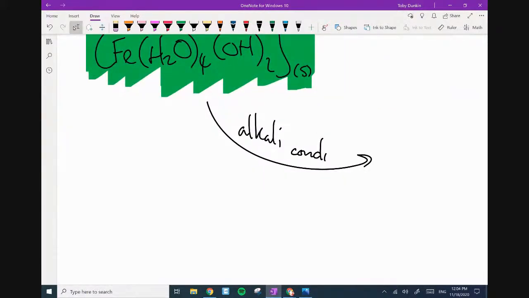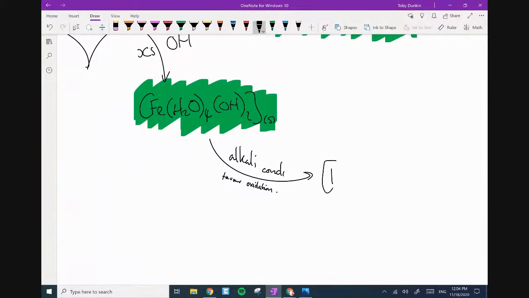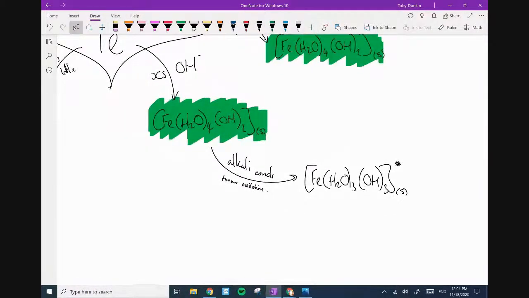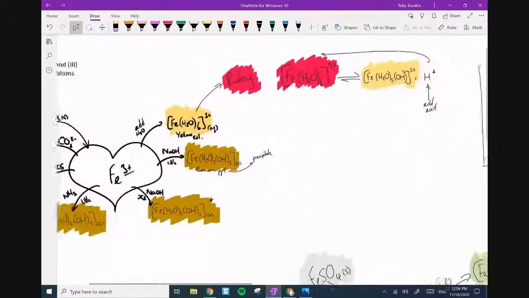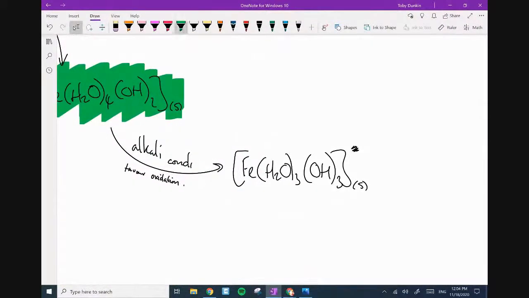Alkali conditions. What that means is it's now going to favor oxidation from the air. I'm going to end up with Fe(H2O)3(OH)3, and it's still neutral. This is important. It's going to become the precipitate we saw in the iron 3 one. The Fe has gone from Fe2+ to Fe3+ and forms a brown precipitate.